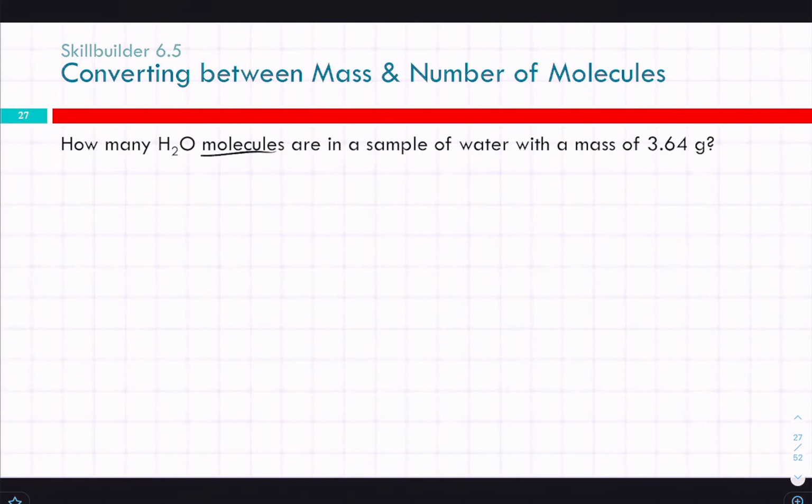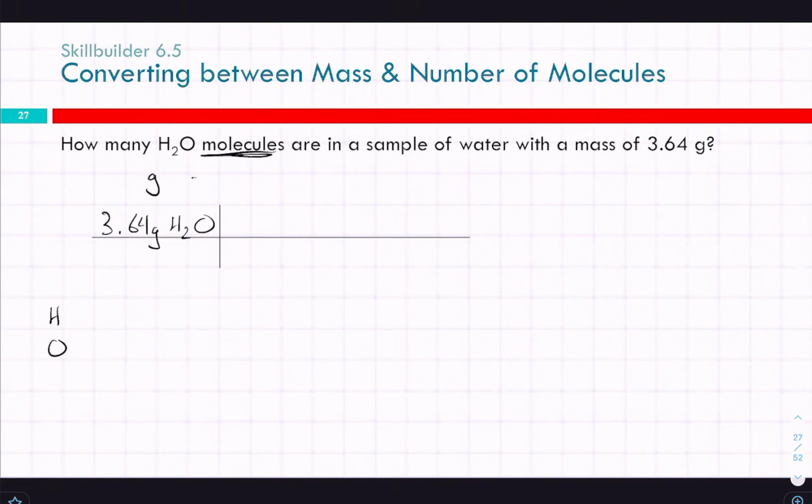How many H2O molecules are in a sample of water with a mass of 3.64 grams? So we've got molecules here, not moles, but we're still going to start with 3.64 grams of water, which is H2O. And then how are we going to get from grams to molecules? We have to break down the compound into individual elements.